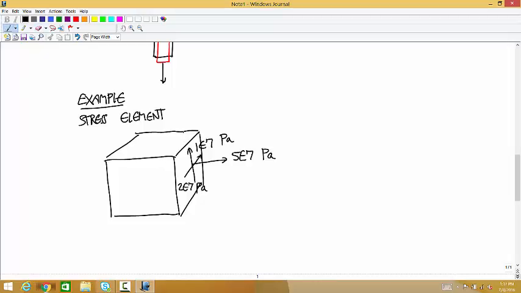In order for this to be in equilibrium, that means you also need one going this way that matches that 1 times 10 to the 7. And you also need one this way matching the 2 times 10 to the 7. And let's say that we've done material testing on this material that tells us that the Young's modulus is equal to 200 times 10 to the 9th pascals. And the Poisson's ratio is equal to 0.3.